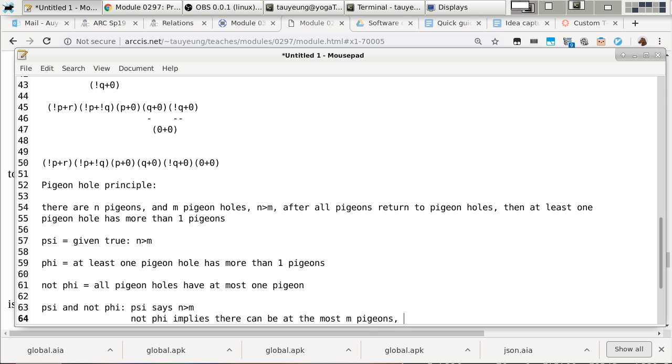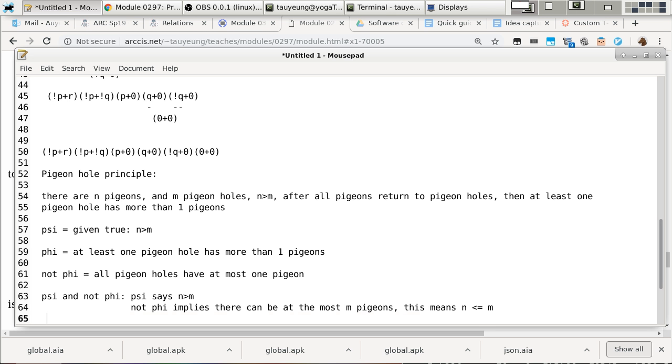And what does that have to do with n? N is the number of pigeons, right? So this means that n is less than or equal to m. Does that make sense? Just logically. Okay, but remember, psi and not phi are anded together. So now we end up with n is greater than m, and n is less than or equal to m. This has to be false. So we have our contradiction.